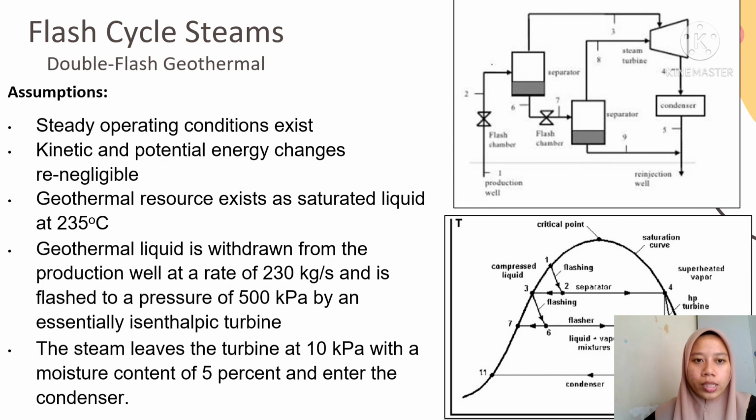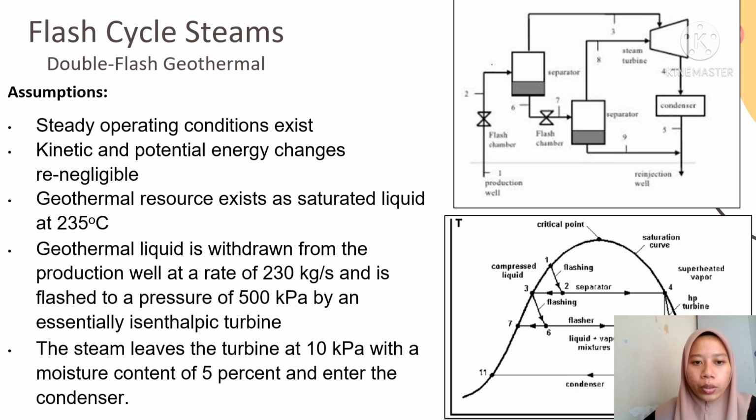Same goes for this double flash geothermal. This is the cycle of the double flash geothermal and then the TS diagram. So from here we can make an assumption, which is the steady operating condition exists, kinetic and potential energy change negligible, geothermal resources exist as a saturated liquid at 235 degrees Celsius.